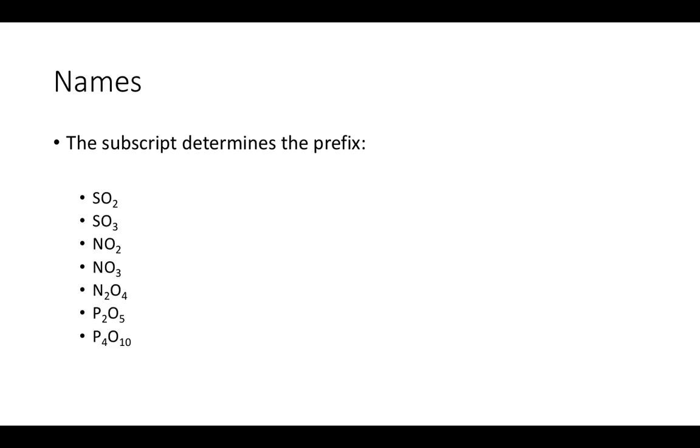Okay, the subscript determines the prefix. So here we've got SO2, SO3, NO2, NO3, N2O4, P2O5, and P4O10. If you want to pause here and see if you can come up with the names of those, that'd be a good idea. So you may do that now or not.